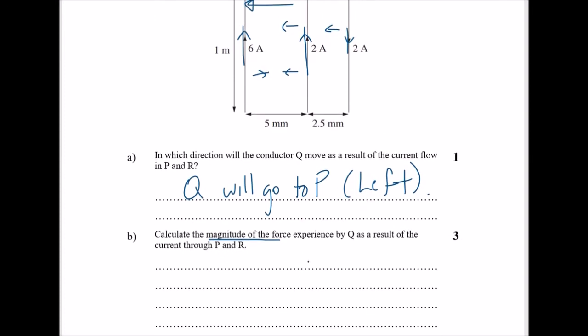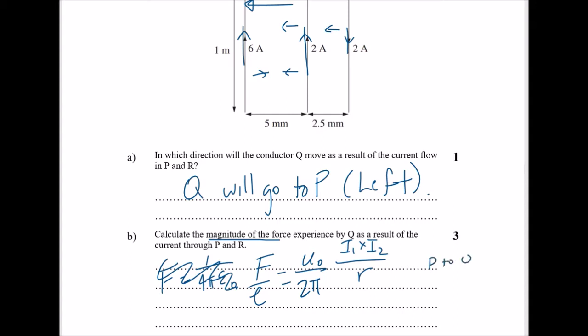The formula that we'll use is F equals 1 over 4 pi epsilon. Oh, wrong equation. So F over L equals mu naught over 2 pi, times I1 times I2 over r. So that's the equation we're looking at. We're going to find a scenario where it's P to Q and P and R, so we're going to look at the forces being projected on it there.